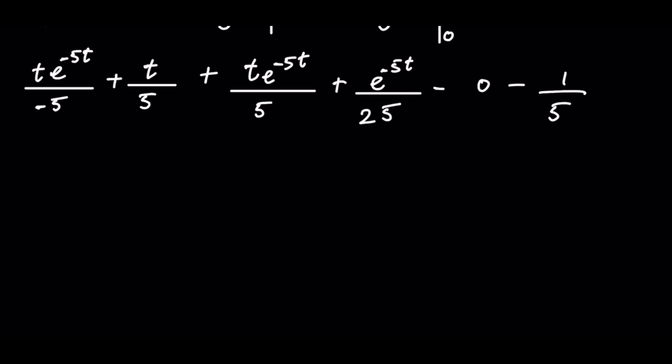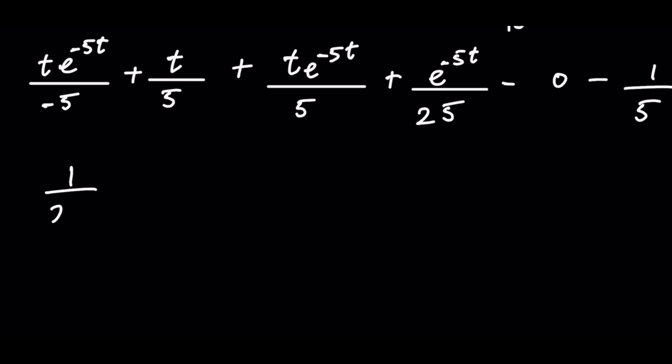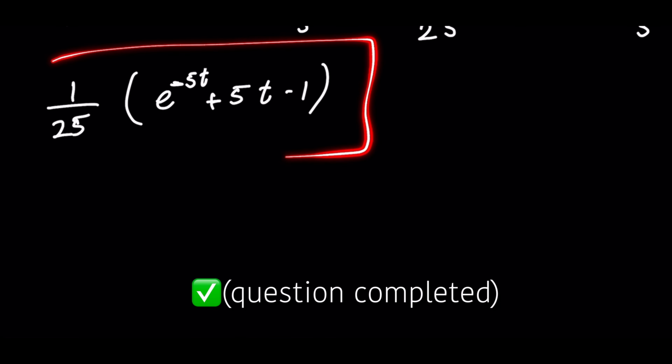You can see that this is positive t e power minus 5t divided by 5, whilst this is negative t e power minus 5t divided by 5. So this and this are going to cancel out. I'm going to be writing the final answer, and I'll be taking 1 divided by 25 common. This is the final answer we have achieved.